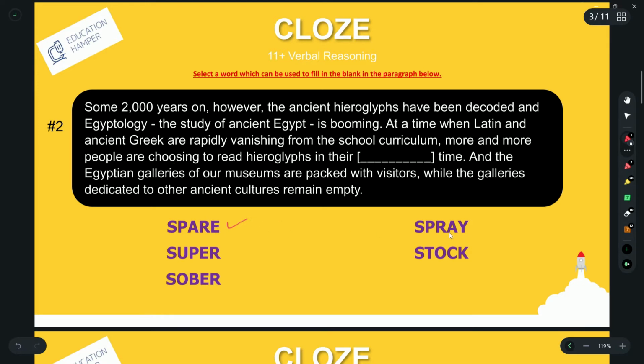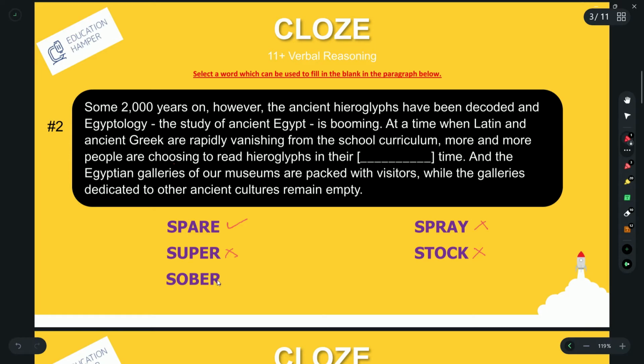Spray. Now that doesn't fit the context of this sentence, so that's not something that can happen. Hieroglyphs in their super time. Maybe people call their extra time super time, but most people don't, so it doesn't fit the context. Stock time. No, that's not something that will fit the context of this. You don't really study something in stock time. Stock time is not a real concept, so that's not correct.